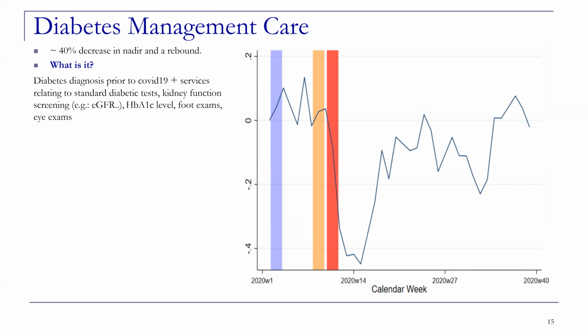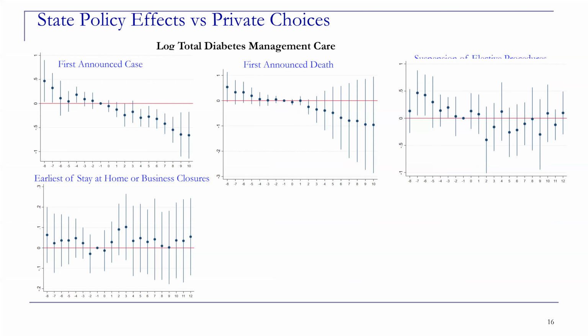This group is diabetes management care. It's a hodgepodge of everything diabetics get, from blood screens to foot exams to full risk assessments. And here it dips by up to 40% and then picks up again to predominantly back to pre-pandemic levels. Okay. Again, response to the first case.